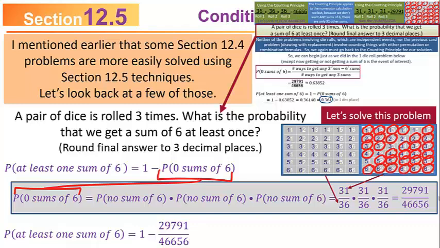Again, they're asking us to leave the answer as a decimal rounded to 3 decimal places. So we want to change that to a decimal, and carry plenty of decimal places so you don't get a rounding error. That comes out to be about 1 minus 0.63852, and that's about 0.36148. And to 3 decimal places, that would be 0.361. If you look back in the upper right-hand corner, that's exactly what we got the other way. And again, my contention is the 12.5 technique for these problems is much easier than the 12.4 technique.